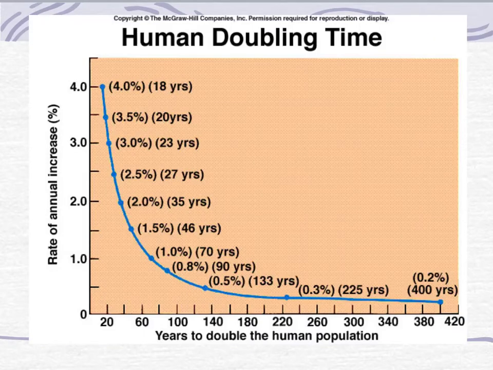Here's another graph of that human doubling time. Again, at that 1%, you see 70. There it is. There's that constant. At 2%, we have 35 years for the doubling time. If we have a 4% growth, it's going to double in 18 years. So that's how you read this graph.